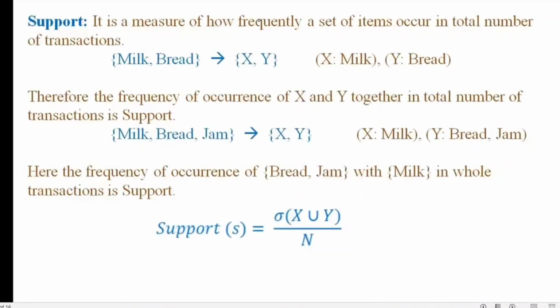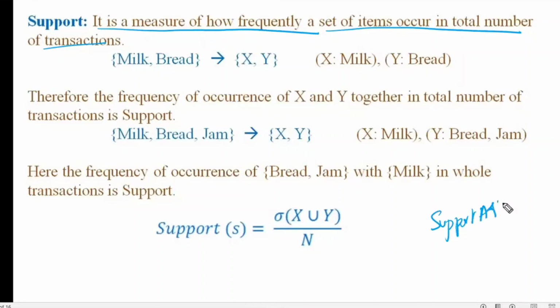Now what is meant by support? Support means how frequently a set of items occurs in the total number of transactions. Support is also nothing but probability, right? It is a measure of how frequently a set of items occurs in the total number of transactions. For example, support of A and B is equal to frequency of A and B divided by total number of transactions.